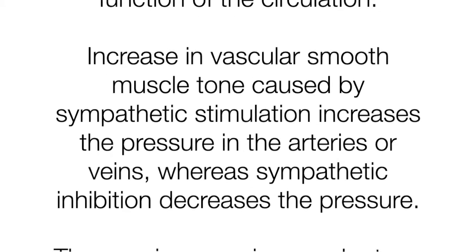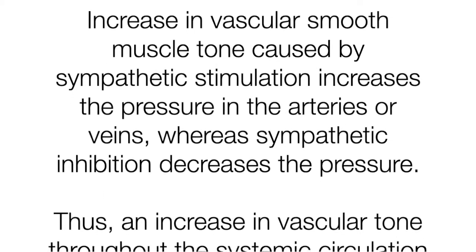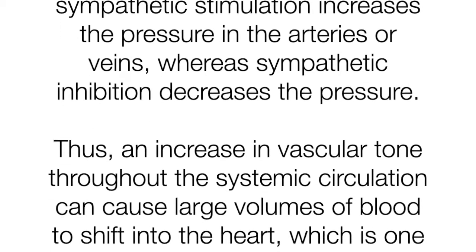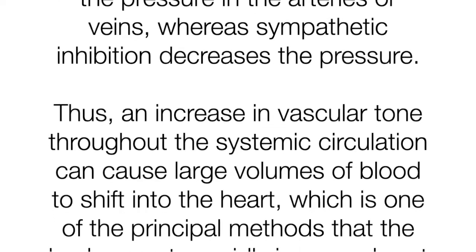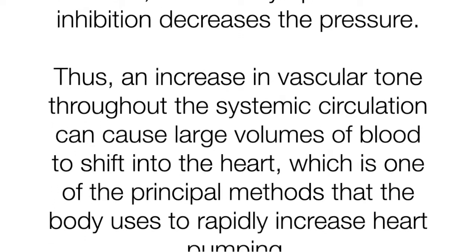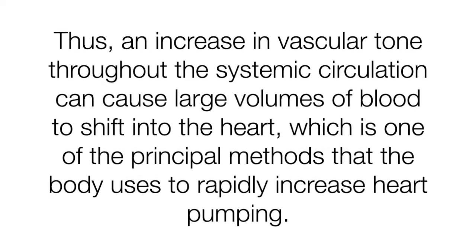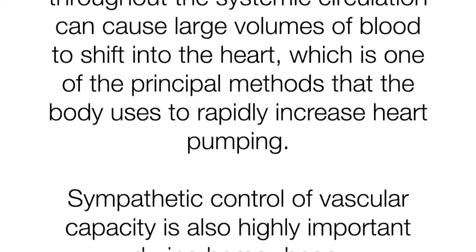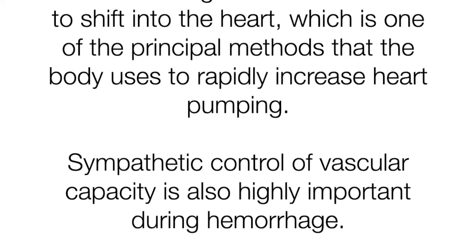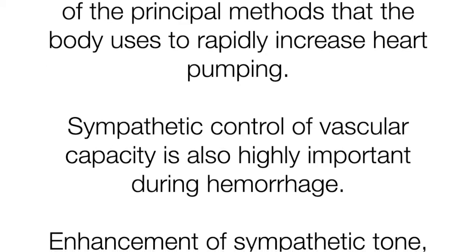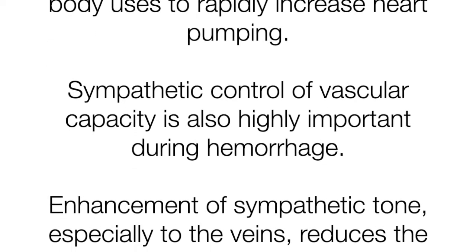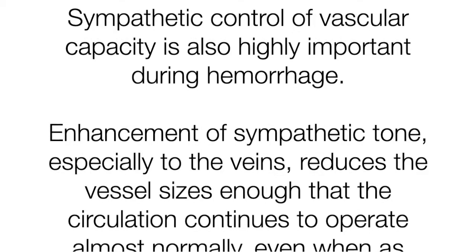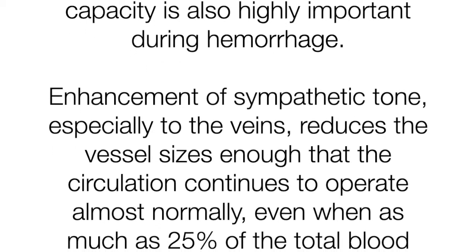Increase in vascular smooth muscle tone caused by sympathetic stimulation increases the pressure in the arteries or veins, whereas sympathetic inhibition decreases the pressure. Thus, an increase in vascular tone throughout the systemic circulation can cause large volumes of blood to shift into the heart, which is one of the principal methods that the body uses to rapidly increase heart pumping.